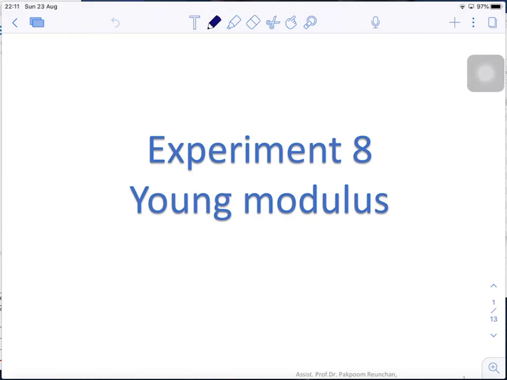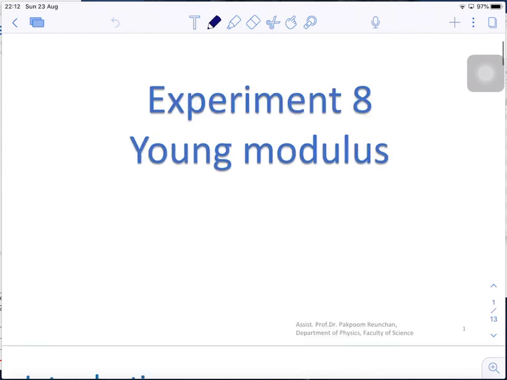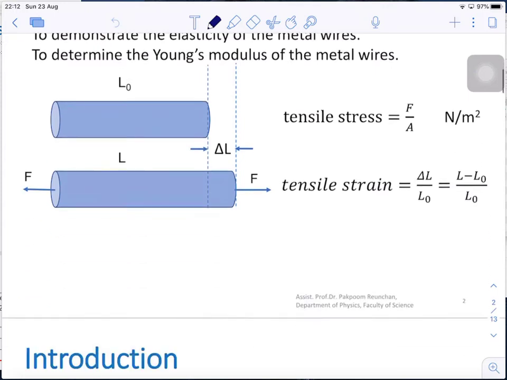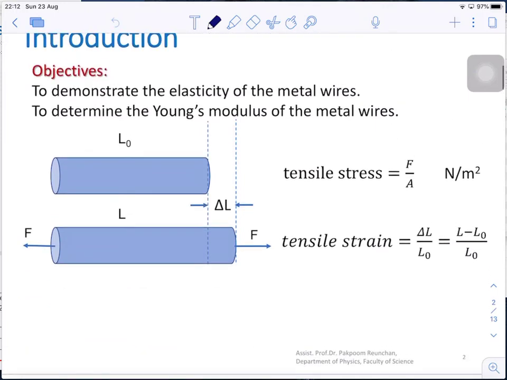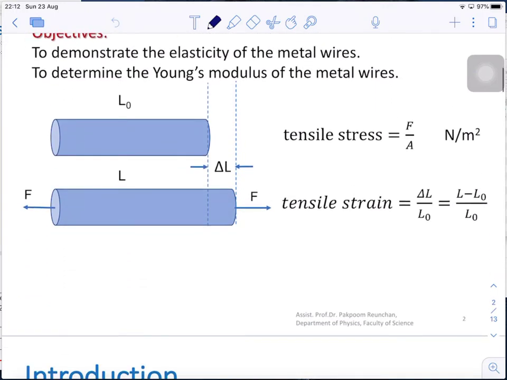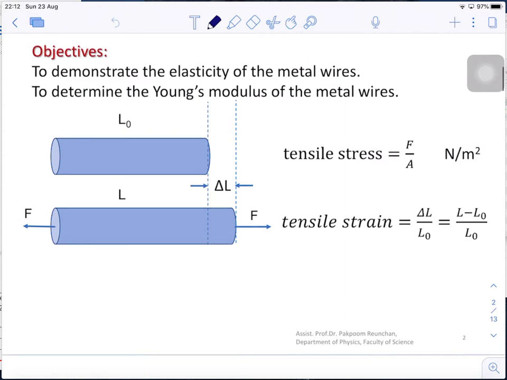Okay, hi everyone. So this experiment is about Young modulus, that we want to find the Young modulus of materials. In this case it is brass. Okay, for the objective, as I told you before, we have to demonstrate how to find the elasticity of the metal wires and to determine the Young's modulus of the metal wires.